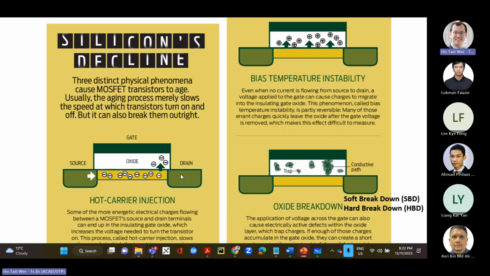So there are three mechanisms which contribute to aging in transistors, and therefore in the logic gates, which are comprised of transistors. The first is hot carrier injection, or HCI. The second is bias temperature instability, BTI. And the third is oxide breakdown, or sometimes they call it dielectric breakdown, DB or OB. Okay, and what is that?